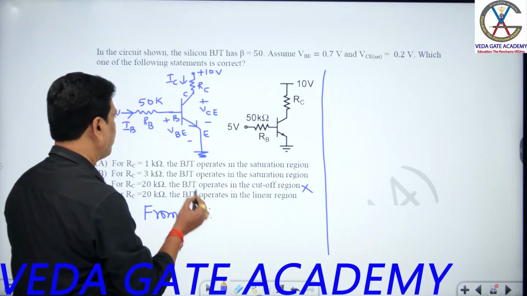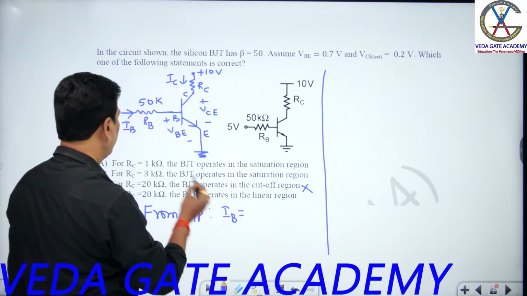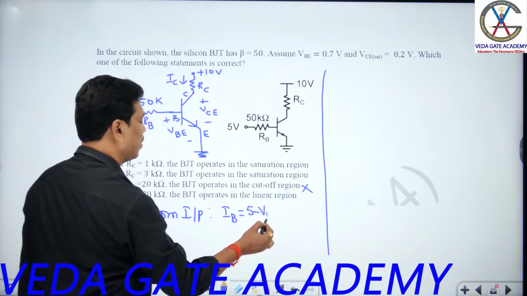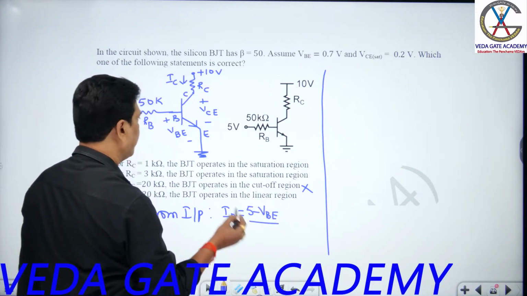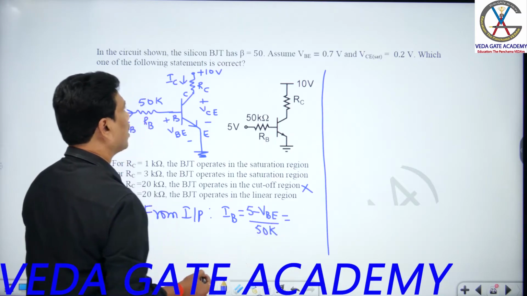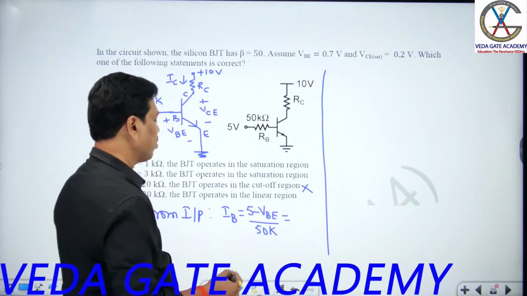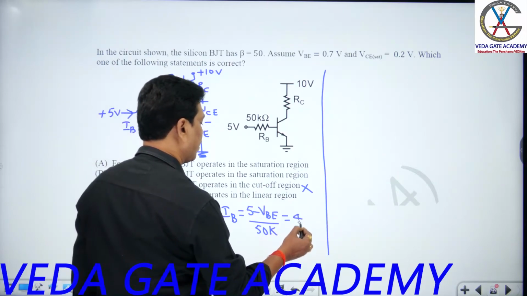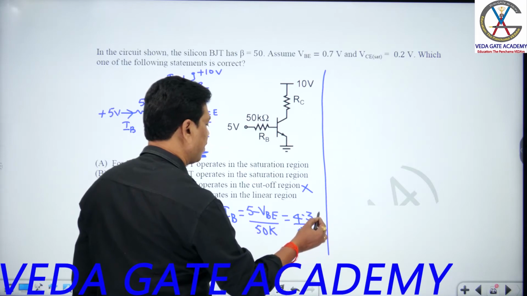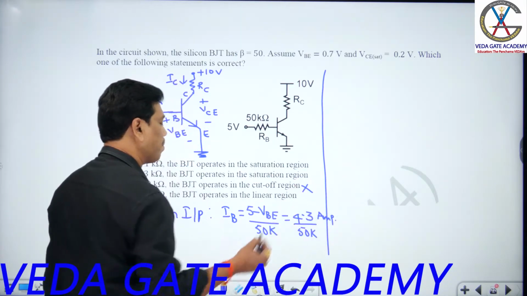From the input side, I can now define IB, students. IB equals (5 minus VBE) by 50K. VB is already given as 0.7 volt. So 5 minus 0.7 becomes 4.3 by 50K ampere. Okay, 4.3 by 50K ampere.